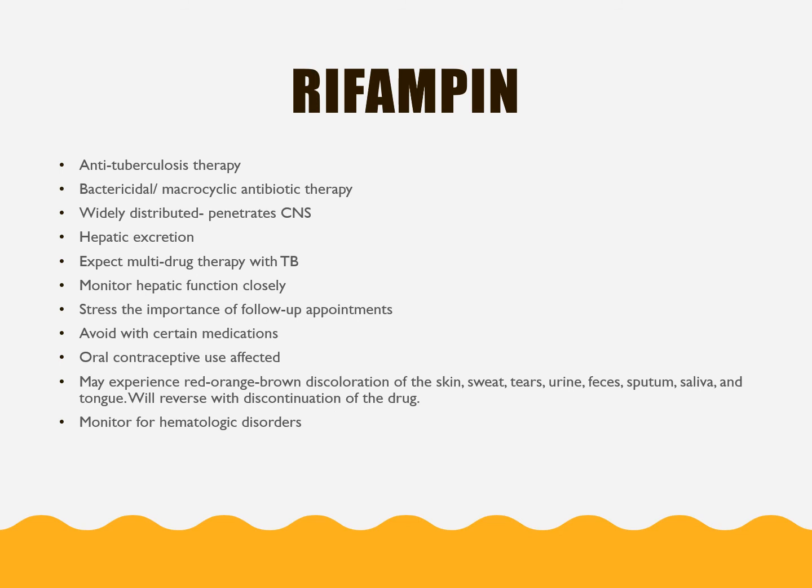Okay, so rifampin is a bactericidal macrocyclic antibiotic therapy that's used in the treatment of tuberculosis. It is widely distributed and it penetrates the CNS, and it's excreted through the liver. You should expect rifampin to be given with other medications, and it's important that you educate any patient that's got tuberculosis that their therapy will typically last up to 24 months.